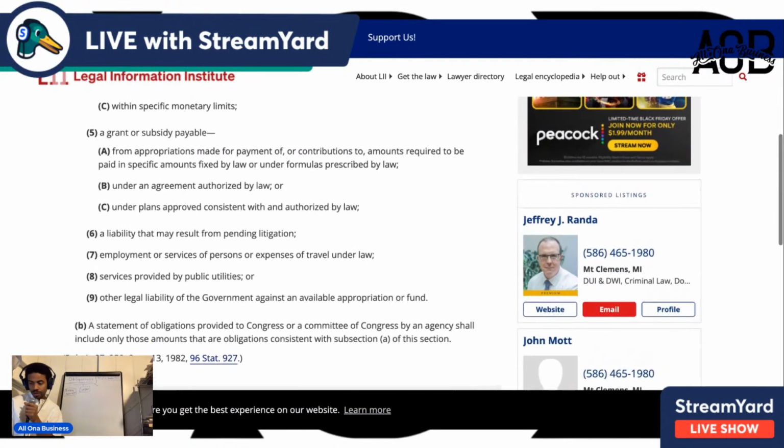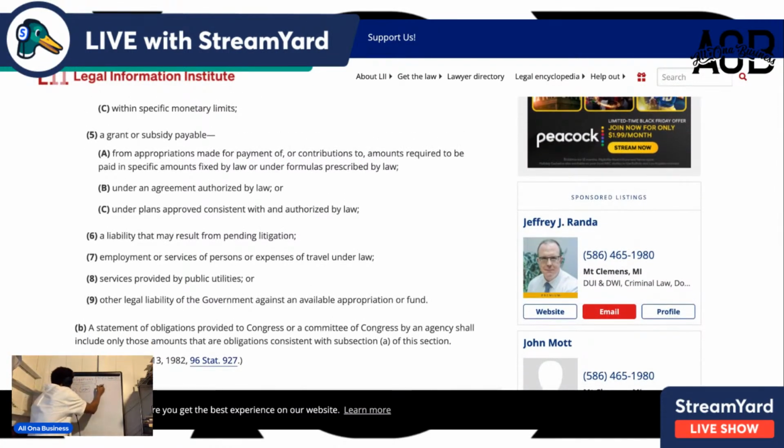So number 6 says liability that may result from pending litigation. So let's put liability. An amount shall be recorded as an obligation of the United States government only when supported by documentary evidence of a binding agreement, an order, or documentary evidence of a liability that may result from pending litigation, as it says on number 6.